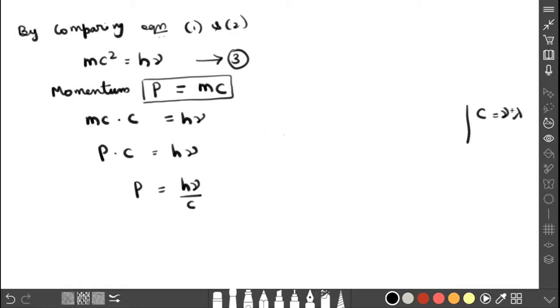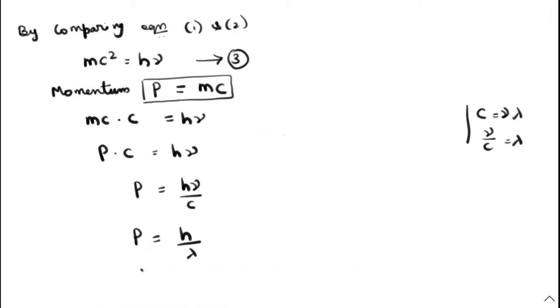Okay, so nu by c. For example, nu by c is equal to lambda here. So according to that, p is equal to nu by c, I am going to write lambda. So from this equation I can write lambda is equal to h by p. Lambda is the wavelength, h is the Planck's constant and p is the momentum.